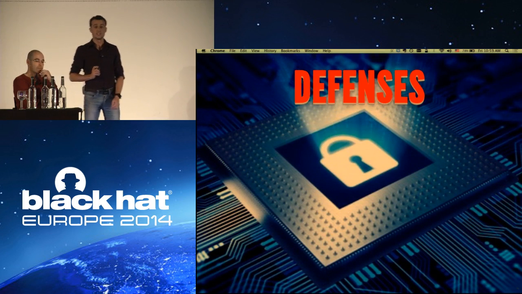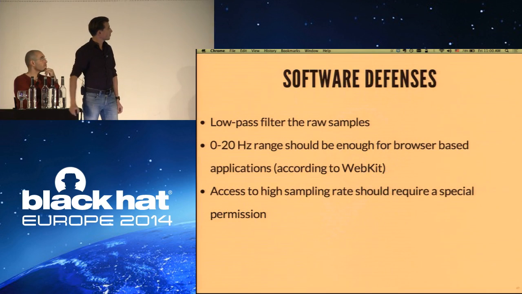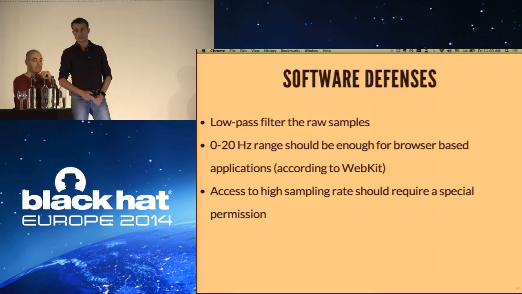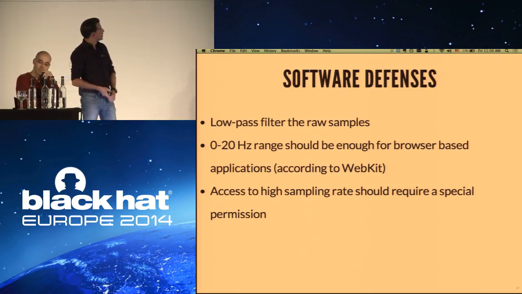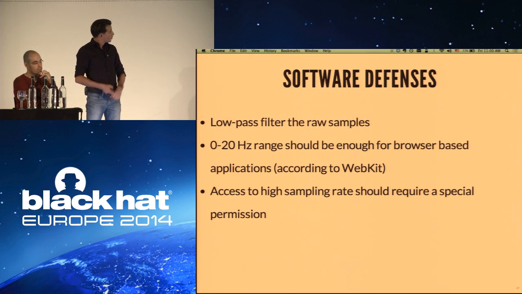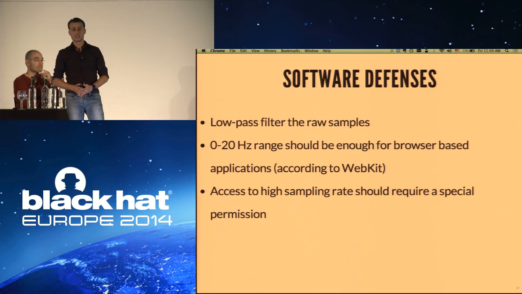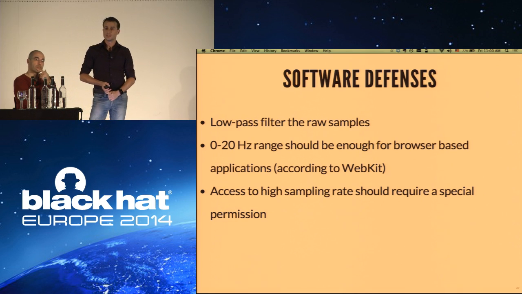Okay, let's finish with proposing some defenses against this technique. First of all, let's talk about the possible software defenses. The first thing we suggest is to do low-pass filtering of the raw samples we obtained from the gyro. As we've seen from the WebKit experience, it seems that most of the applications can do with up to 20 Hertz range. So this is much lower. It probably wouldn't enable us to perform this kind of attack.